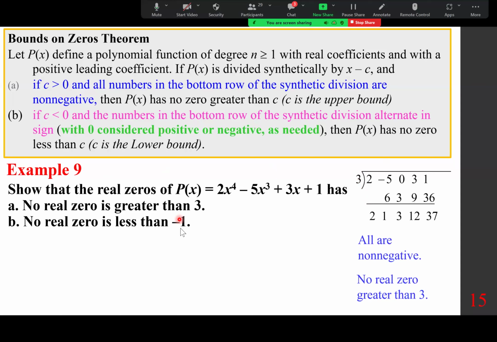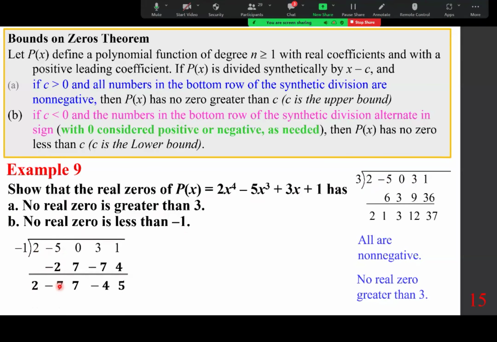On the other hand, if we check with negative 1, that means we are going to put the same numbers. Instead of 3, we want to put negative 1. Notice what happens. You drop the 2, you multiply it by negative 1, negative 2, and negative 5. They add up to negative 7. Times negative 1, positive 7, and 0 is 7. Times negative 1, negative 7, and 3 is negative 4. Times negative 1, 4, and 1 is 5.